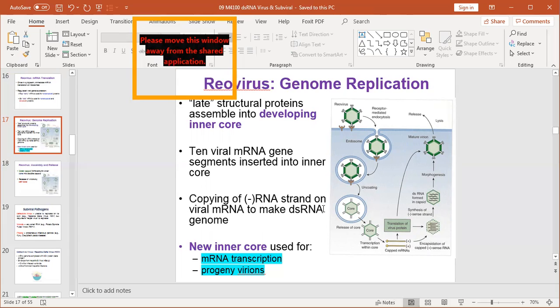And the inner core that now has the double-stranded genome and has all of these viral proteins needed will be used for mRNA transcription. And because of the double-stranded genome, it can also be incorporated into the progeny virions.